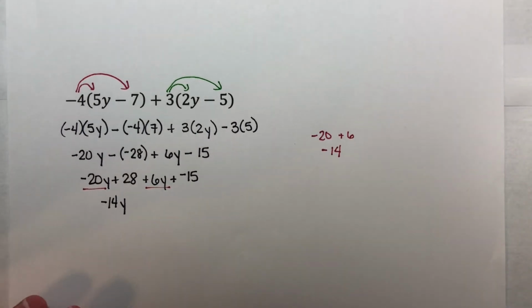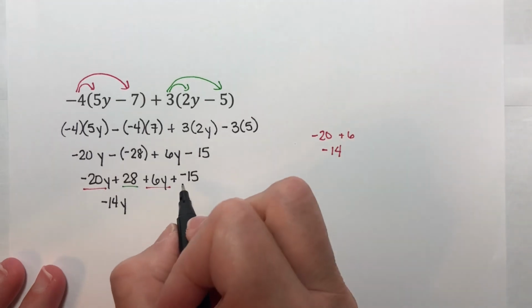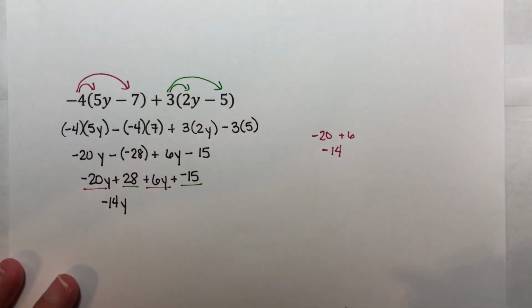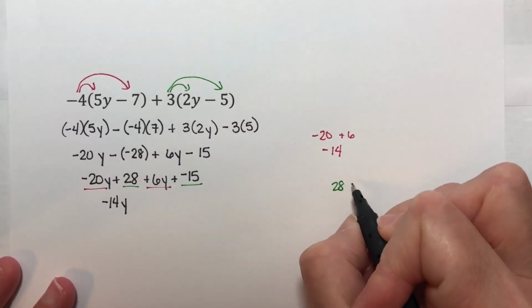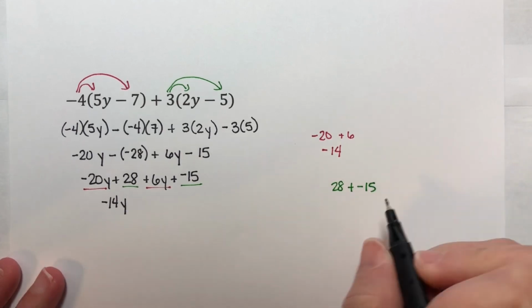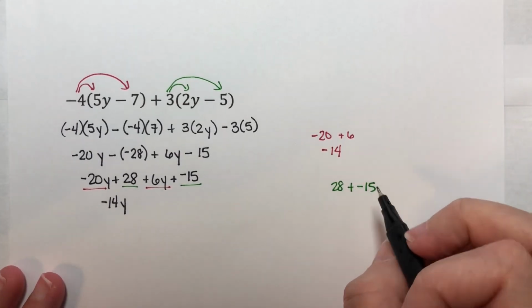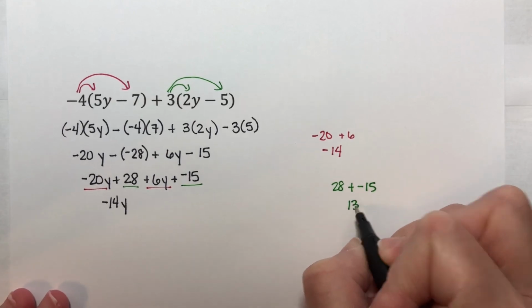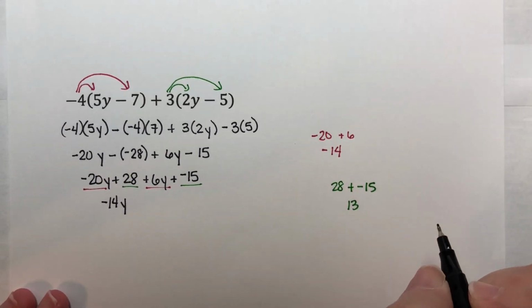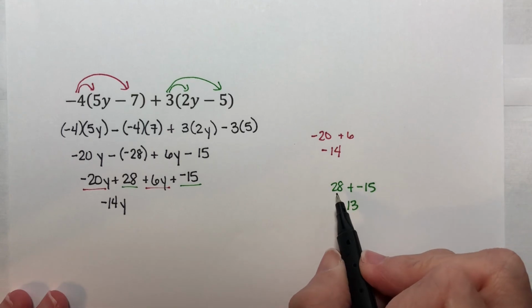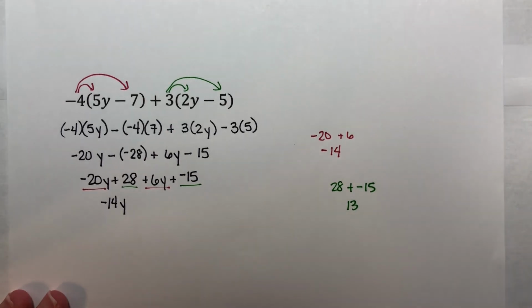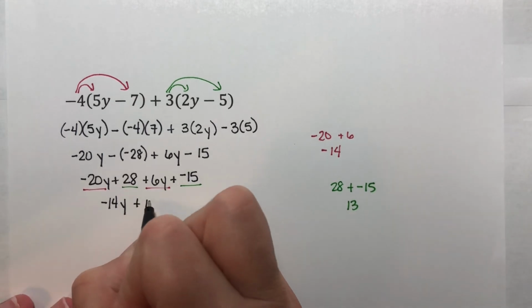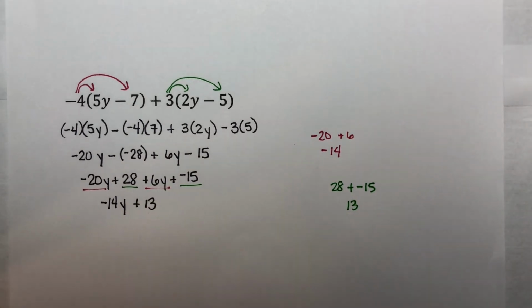And then I have 28 plus negative 15. I subtract absolute values there, and I get, what's that, 13. And the 28 was positive, so the 13 is positive, so this is plus 13. And that is your simplified answer.